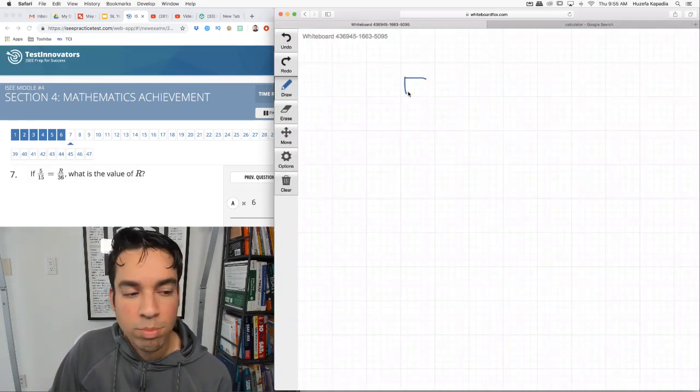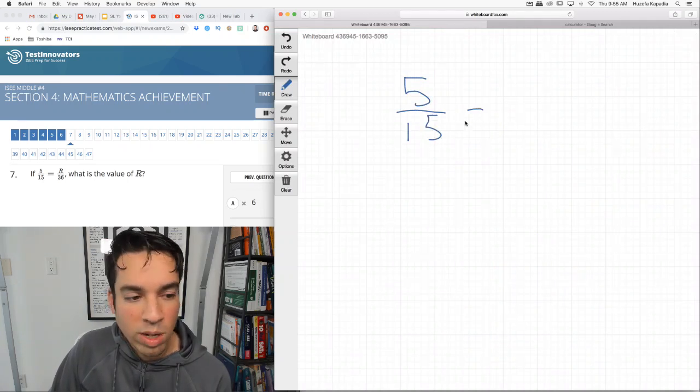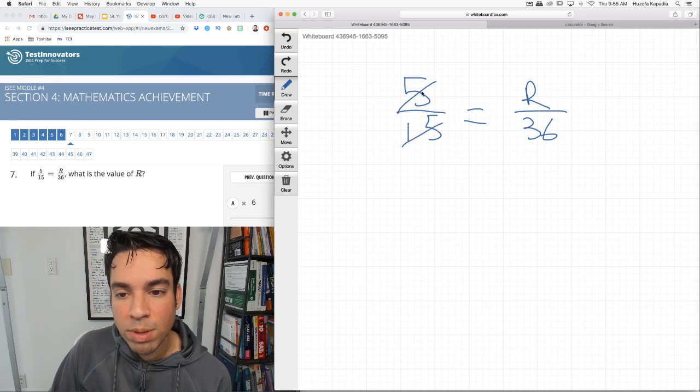Okay, look at this, a nice proportion. We just solved a proportion. The way we do it is with our friend cross multiplication. But first, I'm going to simplify if possible. 5 and 15 can both be divided by 5. This becomes 1/3. Then cross multiply, much easier.